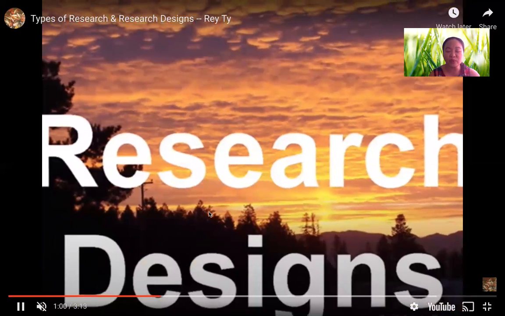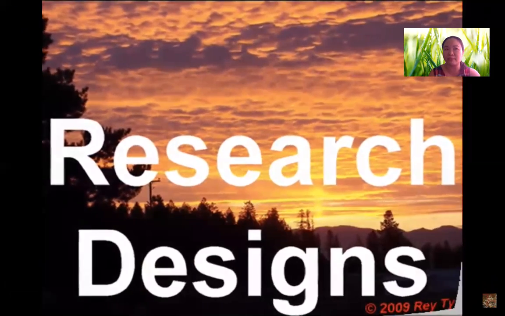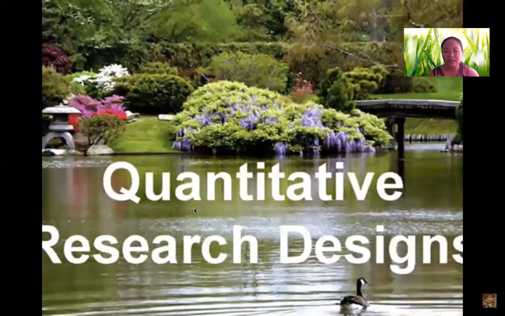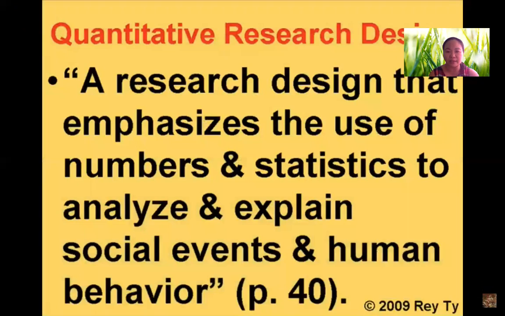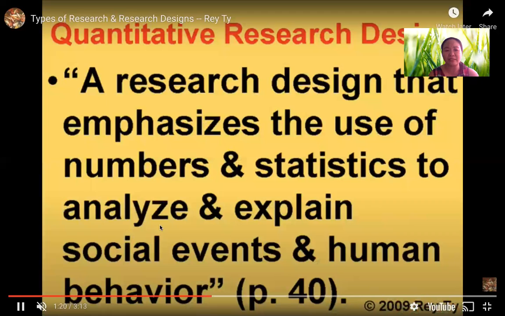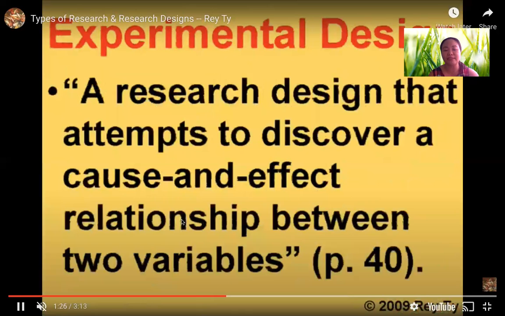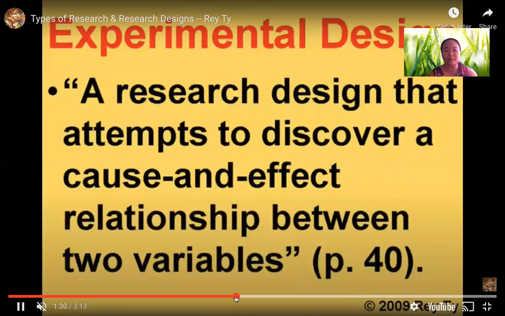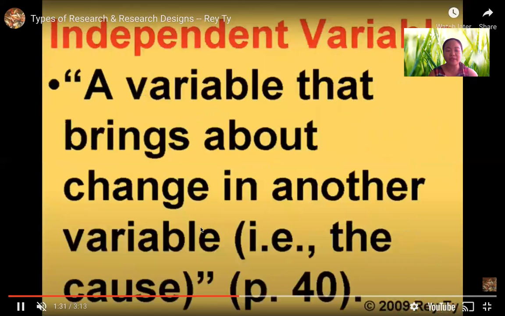That's why, if you notice in all the webinars, they have an evaluation program, because that will serve also as a research. Evaluation questionnaires, I mean. So in the quantitative research designs, we already talked about this one. It emphasizes the use of numbers and statistics to analyze and explain. And the secondary analysis is the analysis of existing data. So an example is experimental design, which discovers the cause and effect relationship.